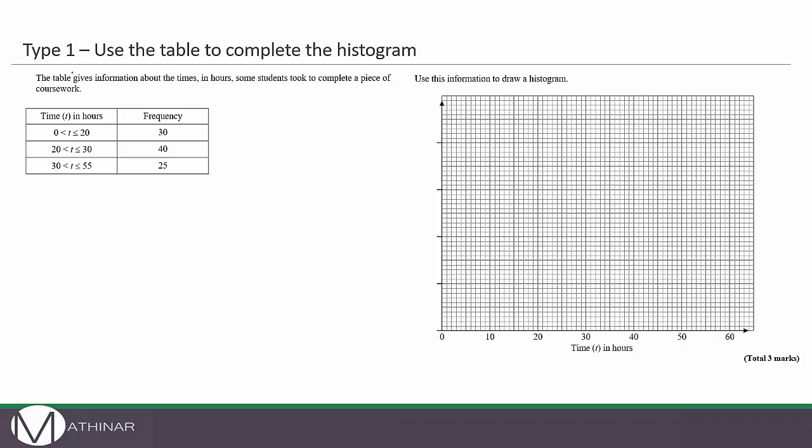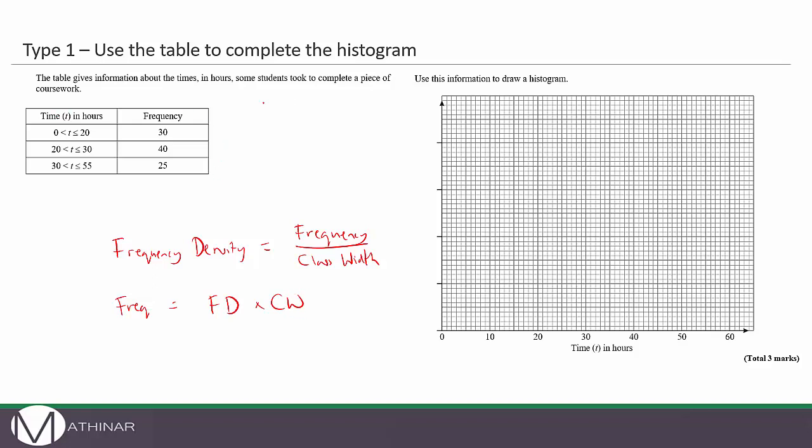If we're going to complete the histogram, the first thing we need to do is to have the formulas for histograms. The formula that we need is frequency density is equal to frequency divided by class width. And then if we rearrange this formula, we get frequency is equal to frequency density multiplied by class width.